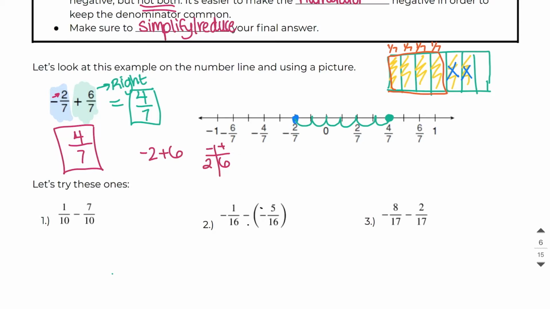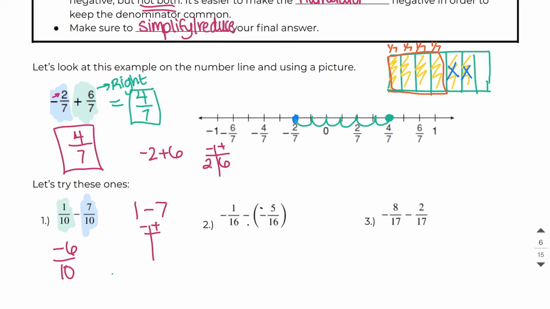So our first example says 1/10 minus 7/10. So to start off with, I have the same denominator, which is nice. I don't have to worry about getting that common denominator. So I know my final answer will have a 10 in my denominator. Remember, I'm going to keep both my denominators positive. Now here, this 1 has to be positive because the whole number is positive, but here the 7 is negative, so we have 1 minus 7, and 1 minus 7 is negative 6.